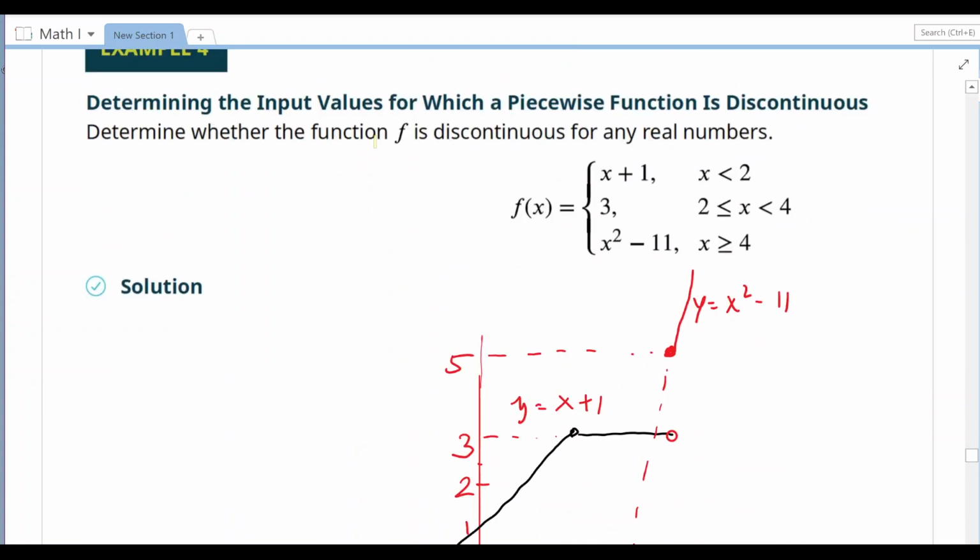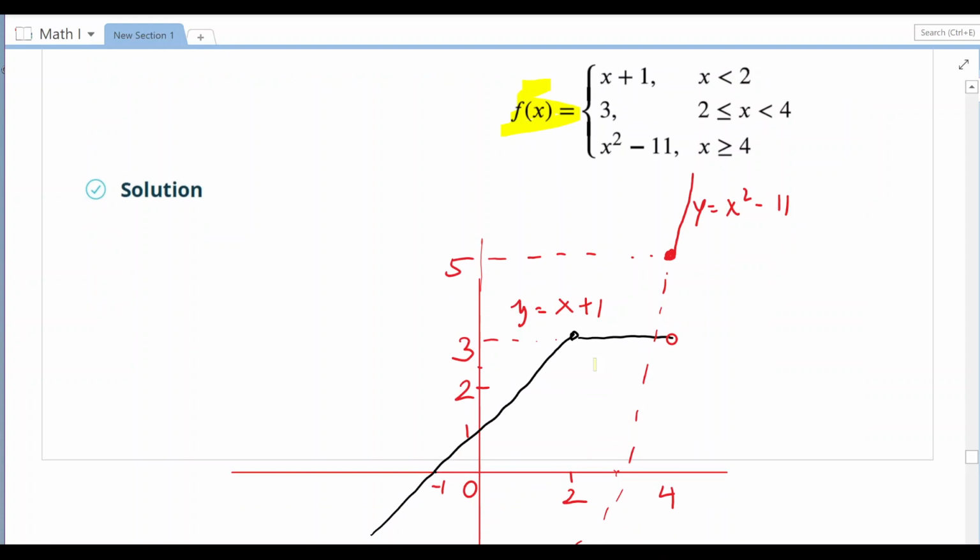Determine the input values for which this piecewise function shown here is discontinuous for any real number defined in this domain. So f of x equals x plus 1 when x is less than 2. So this is x plus 1, this line here. When x is less than 2, there is a hole here, an open circle at this point, x equals 2. The coordinate is 2, 3.